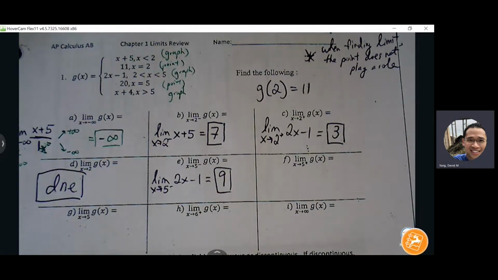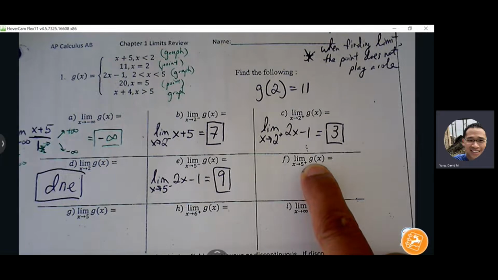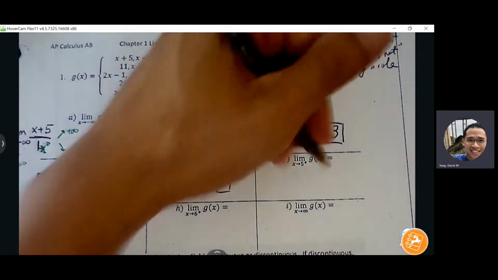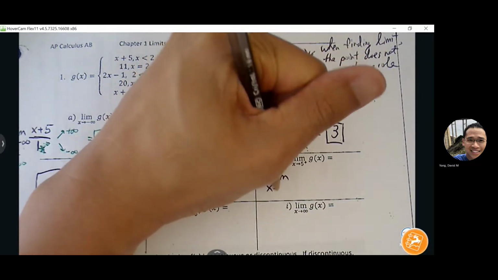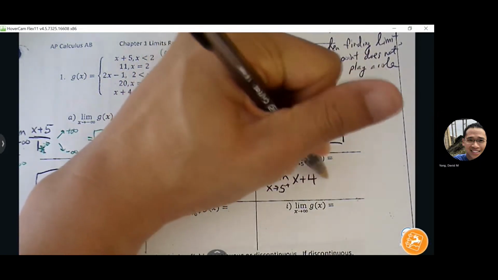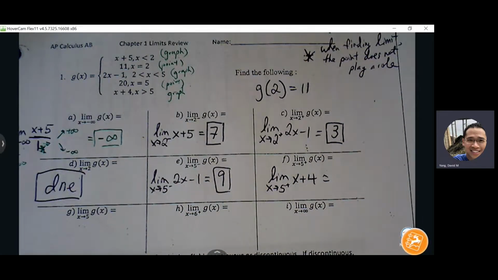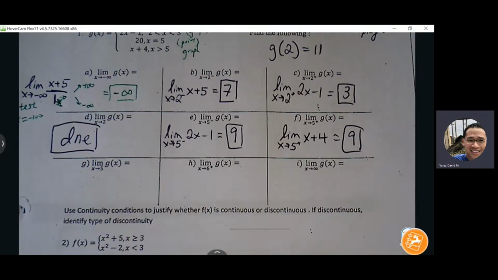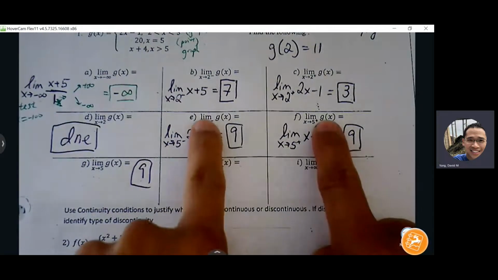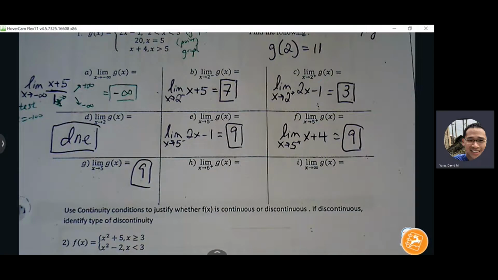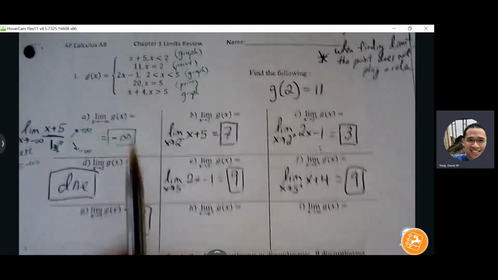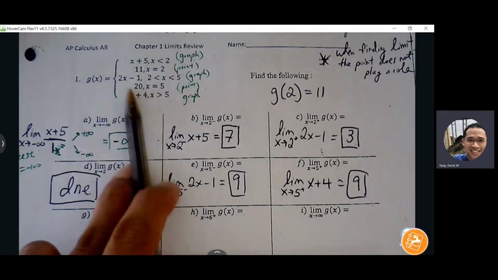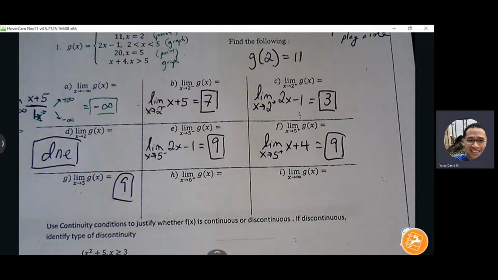Approaching 5 from the right side of 5. So we want values greater than 5. So x plus 4. We get 9. So is that going to help inform us for G? Okay. Limit equals 9, because the approach from both sides of 5 are consistent. They're both headed towards 9. The ordered pair is living somewhere else, but we don't care about that ordered pair. We care about the arrows, right? Imagine drawing arrows on the graph and seeing that they're both headed towards 9.